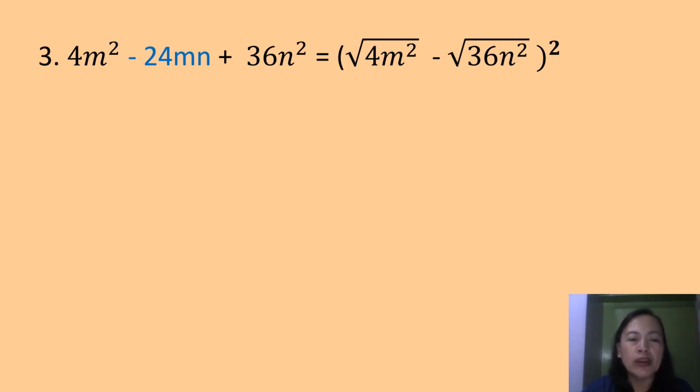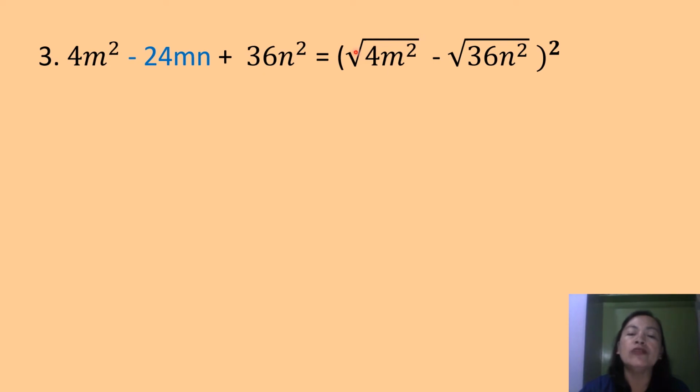Okay. Let's continue. Exercise number 3. 4m squared minus 24mn plus 36n squared. So, pag mapapansin nyo, ang middle term natin ay negative. Okay? So, the pattern or the steps are the same. Write the quantity symbols. Alright? And then, get the square root.